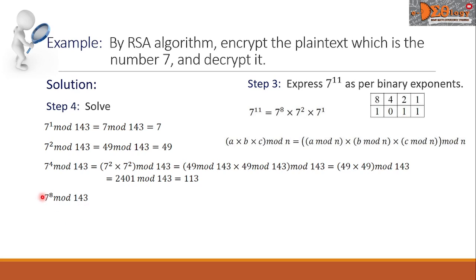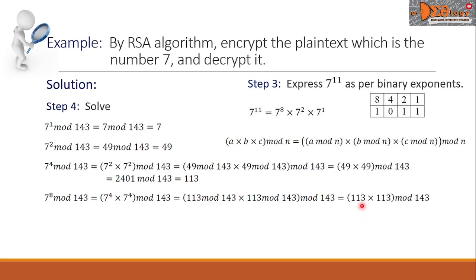We can expand this 7 raised to 8 into 7 raised to 4 times 7 raised to 4. Then we will apply our identity here. So it becomes 113 mod 143 times 113 mod 143. We can simplify this 113 mod 143 into 113 only, then times 113. Then we write mod 143. The product here will give us 12,769 mod 143.